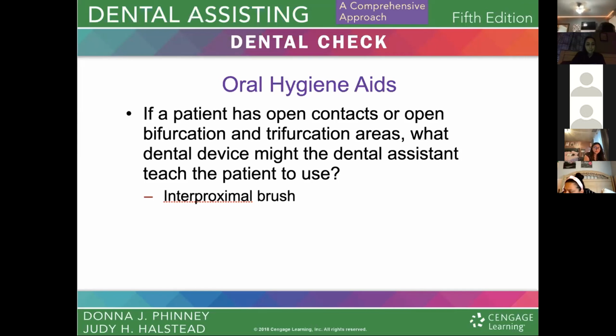Yeah, so that can be like if a patient has bifurcation or trifurcation areas, what that means is that's the area where the roots split. So you have a tooth here and then it'll have roots that go down. So in that area where the roots split, that is known as a furcation area. And so when that becomes exposed, you might have them use an interproximal brush to get in between the roots. This is usually somebody with severe periodontal disease, but it can help to keep those areas clean and prevent the gum tissue from dropping even more.